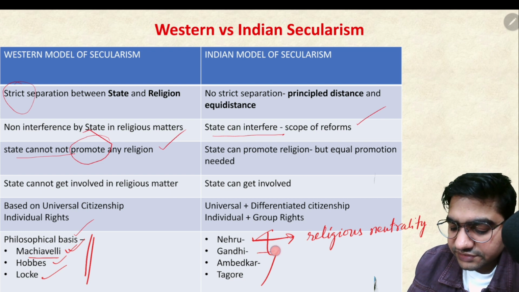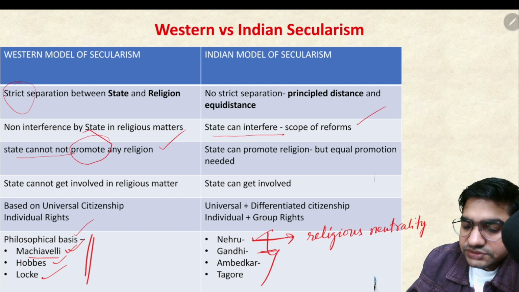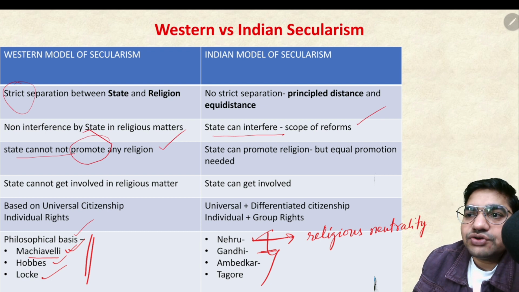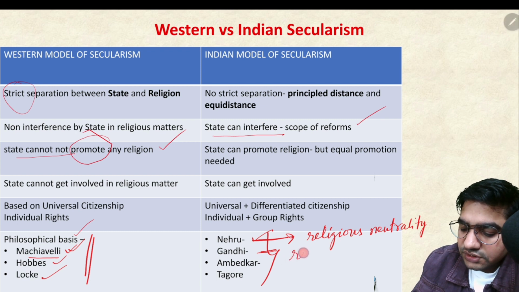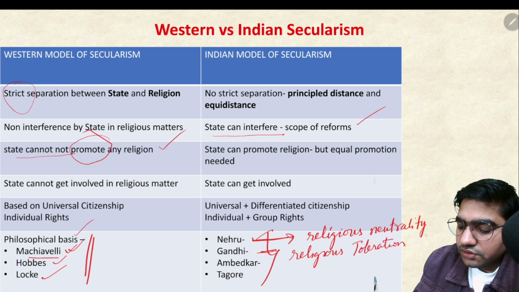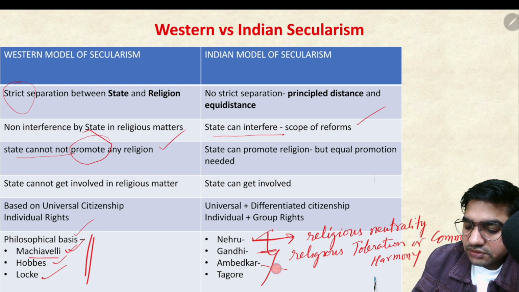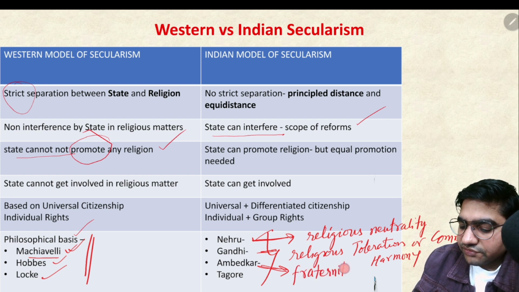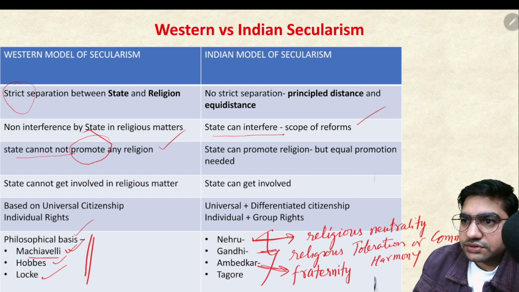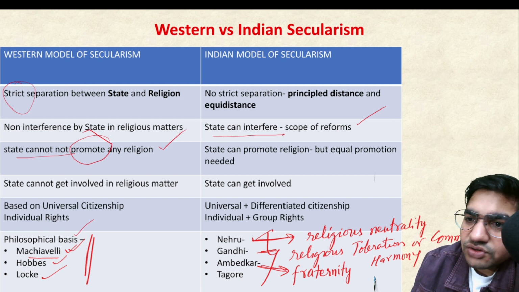But Gandhi and others were not of that thinking. Gandhi said that secularism means religious tolerance or communal harmony. So Gandhi's vision was kind of different: communal harmony. And then Ambedkar was talking about fraternity, and then one man, one vote, right? So kind of equality and what you call in Hindi bhaichara. This is the key concern of Ambedkar.